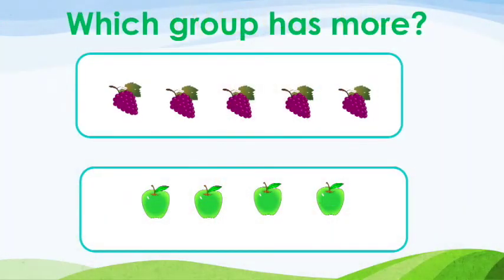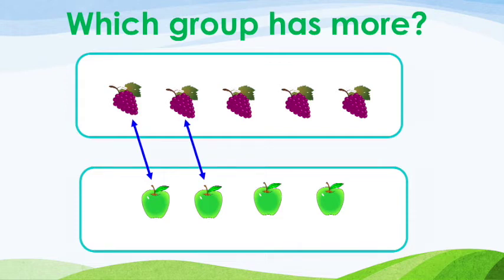Okay, boys and girls, in this activity we are going to compare our groups. Which group has more? In our first group, we have bunches of grapes. In our second group, we have apples. Let's match. We can see that we both have 1 bunch of grape and 1 apple.